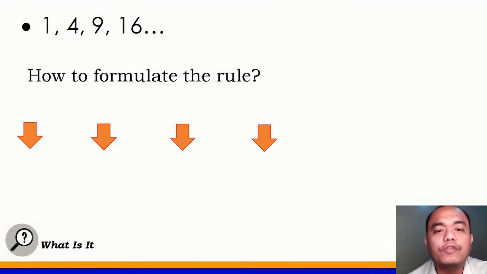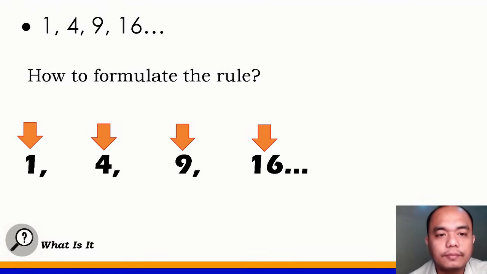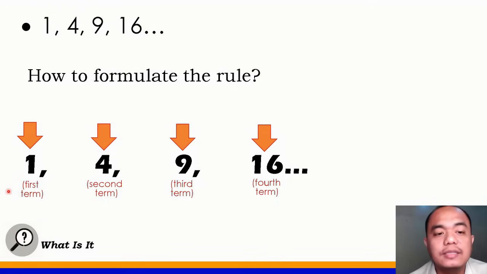Okay, so how to formulate the rule? Okay, we have here 1, 4, 9, and 16. This time, we will use the term number. So now, this is the first term, the second term, the third term, and the fourth term. This time, we will use the term number in formulating our nth term.